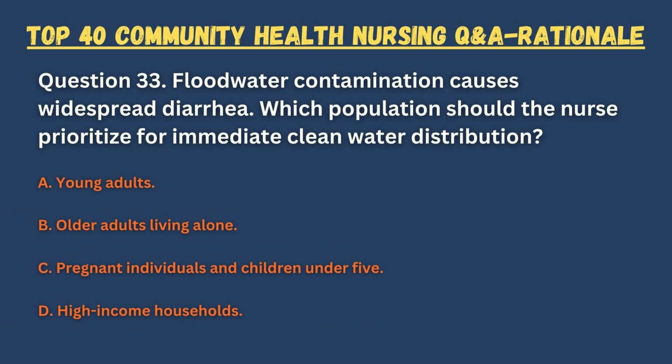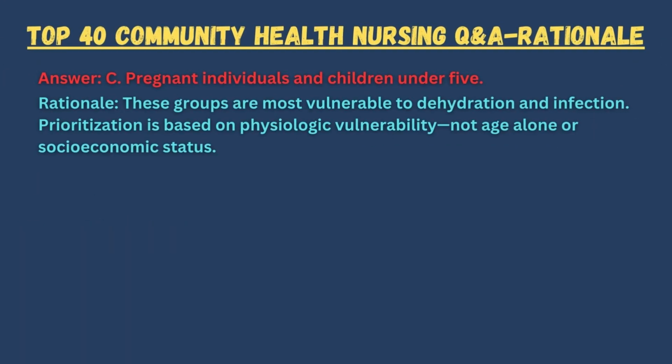Question 33. Floodwater contamination causes widespread diarrhea. Which population should the nurse prioritize for immediate clean water distribution? A. Young adults. B. Older adults living alone. C. Pregnant individuals and children under 5. D. High-income households. Answer: C. Pregnant individuals and children under 5. Rationale: These groups are most vulnerable to dehydration and infection. Prioritization is based on physiologic vulnerability, not age alone or socioeconomic status.